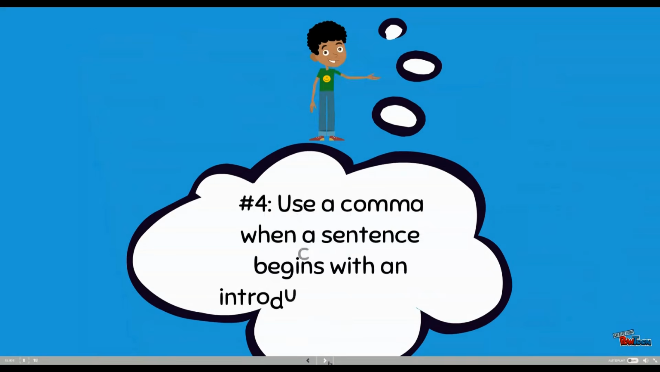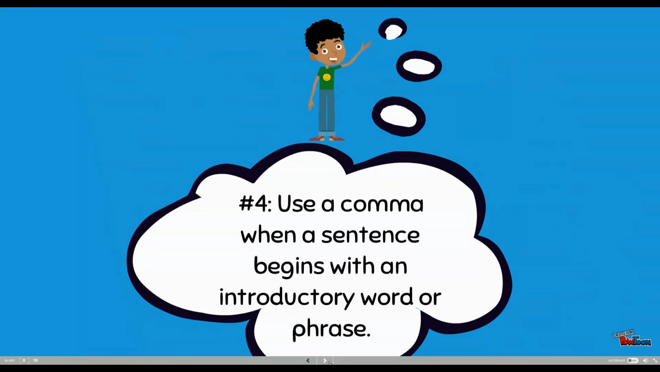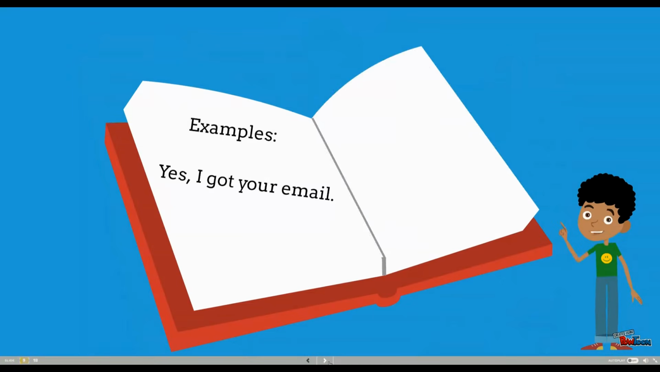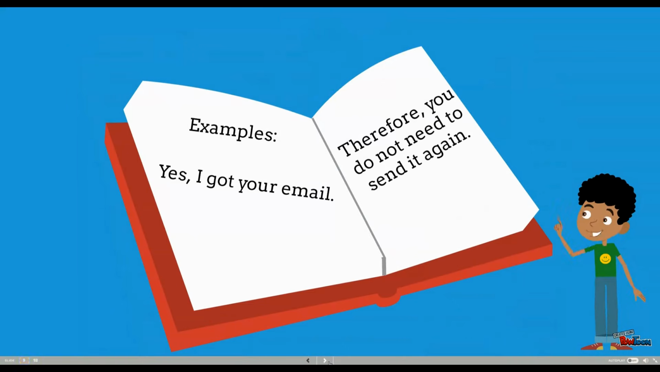So rule number 4, use a comma when a sentence begins with an introductory word or phrase. So here are some examples. Yes, I got your email. Therefore, you do not need to send it again. So in both of these, we've got yes and therefore. They are a little bit of introductory information in the sentences. So we separate that with a comma.